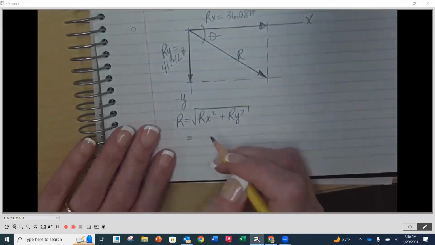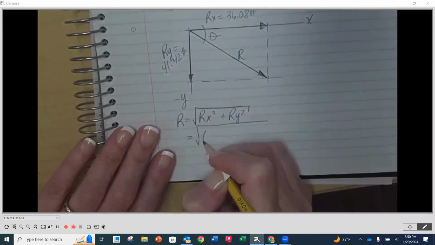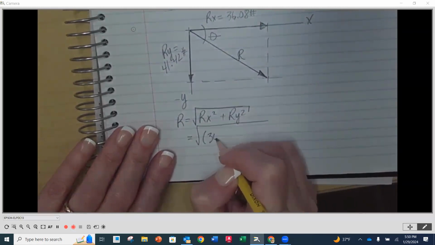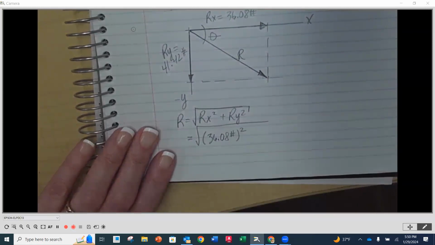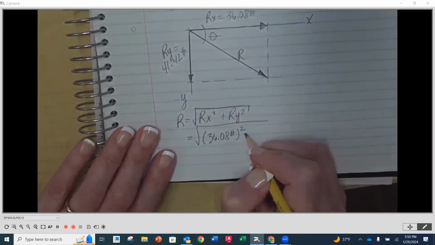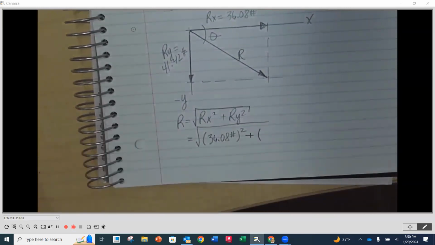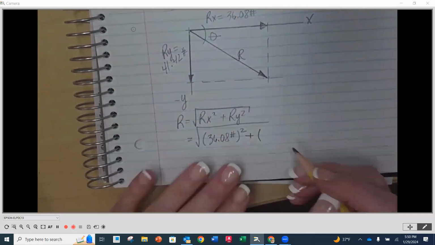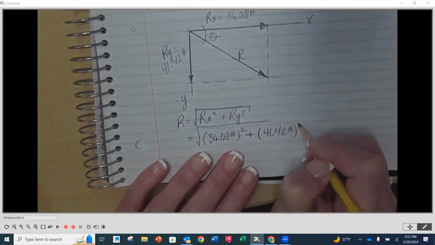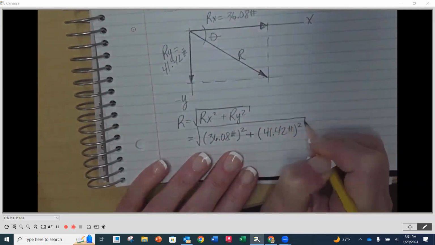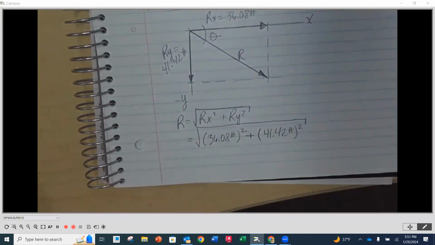So now I'm going to put my values in here. 36.08 pounds. Put your units in there, and you're going to square that quantity. Now, plus, you could put the negative 41.42 in here, but we're going to square a negative number, and what does it become? Positive anyway. So you can just put the absolute value in here. That would not be wrong. And then make sure that you're fully under the radical.